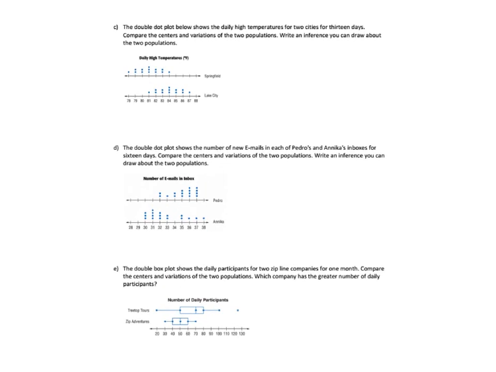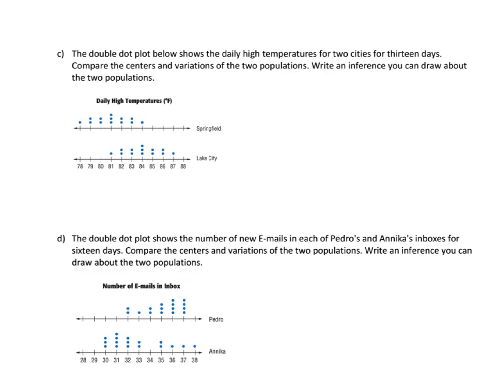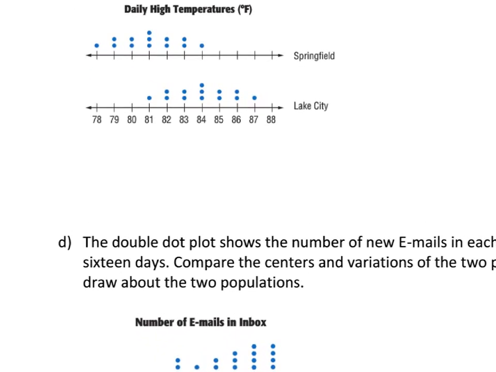Okay. The double dot plot shows the daily high temperatures for two cities for 13 days. Compare the centers and variations of the two populations. Write an inference you can draw about the two populations. So it looks like we are comparing daily high temperatures for Springfield and Lake City. Well, they're both symmetric. Because they're both symmetric, if you look back at that chart, we are using the mean and mean absolute deviation. So again, I'm going to make myself a note. It's symmetric, so we will use mean and mean absolute deviation.